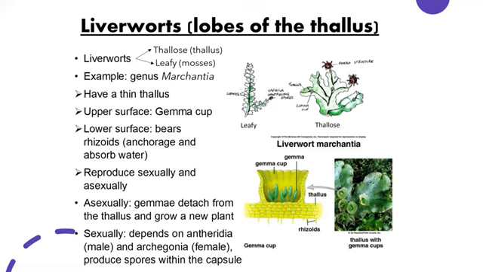Marchantia species reproduce both asexually and sexually. We will first discuss the asexual reproduction. Gemma cups on the upper surface of the thallus contain gemmae, which are groups of cells that detach from the thallus and can start to grow into a new plant, which is this. This is called the gemma. Next, we will discuss the sexual reproduction. The sexual reproduction actually depends on the male and female sex organs, which are antheridia and archegonia respectively. This was discussed previously.